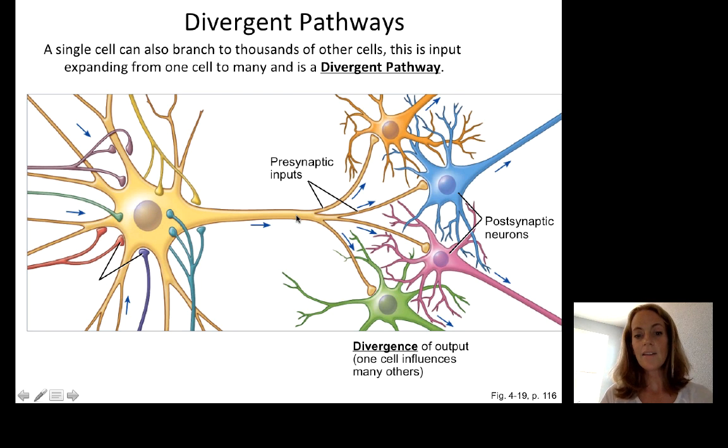From that cell, then, we can also branch out to thousands of other cells. And when we branch to thousands of other cells, that is diverging, or if that cell decides to become active, we can now send input diverging out and affect many other cells. So divergence is the potential output of a neuron.